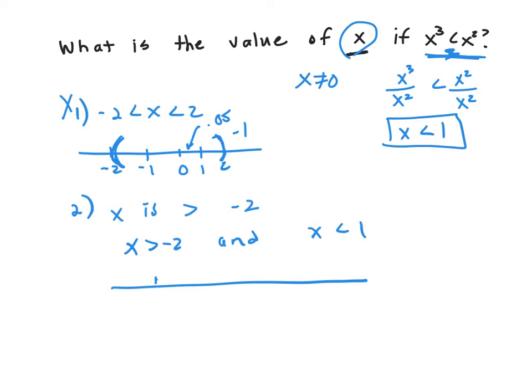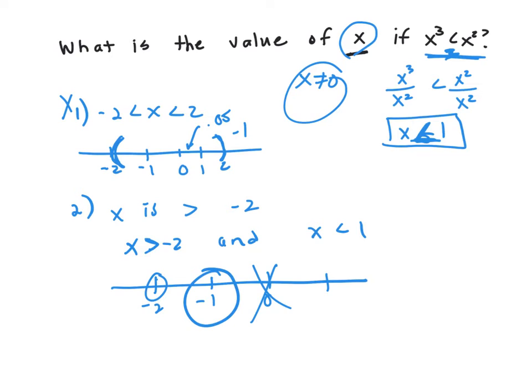So greater than negative 2 would be, negative 2 is not included because you don't have the line underneath it. But negative 1 is an integer greater than negative 2. And 0 is an integer greater than negative 2. But we know x can't be 0, so don't count that one. And it can't be 1 because it's strictly less than. So what's the integer that's greater than negative 2 and less than 1? Negative 1. So we know the value of x is negative 1, so that works. So your answer is B.